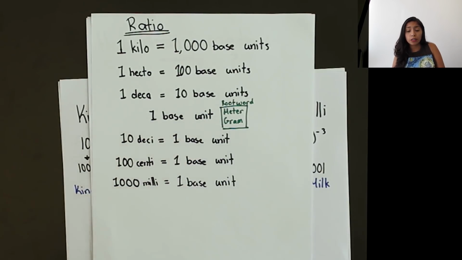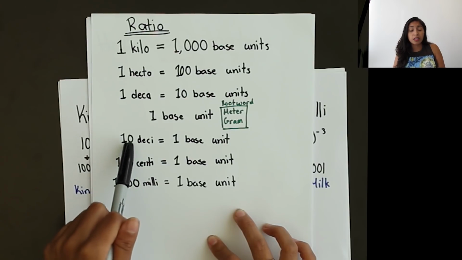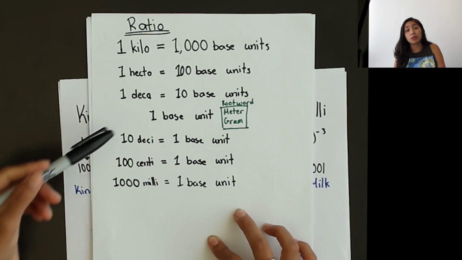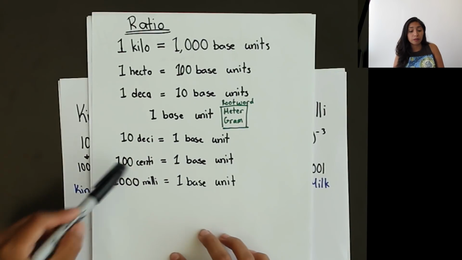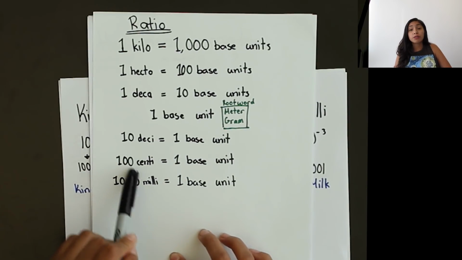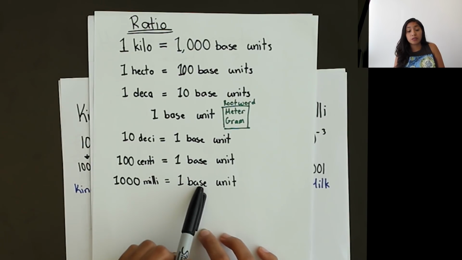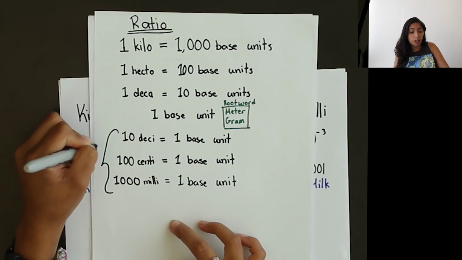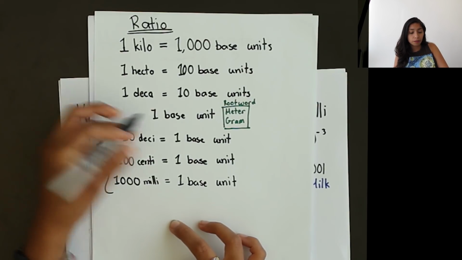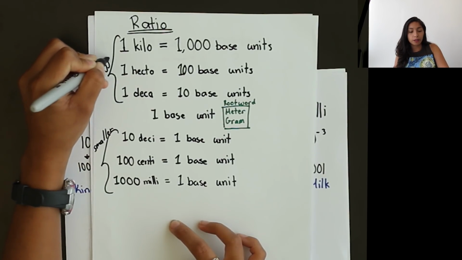The base unit is the root word. So a meter, a gram, a liter. 10 decis make up 1 base unit. Why? Because it's much smaller than a base unit. You need 100 centi to make 1 base unit. And you need 1,000 milli to make 1 base unit. So all of these are smaller than the base unit, and these are bigger than the base unit.